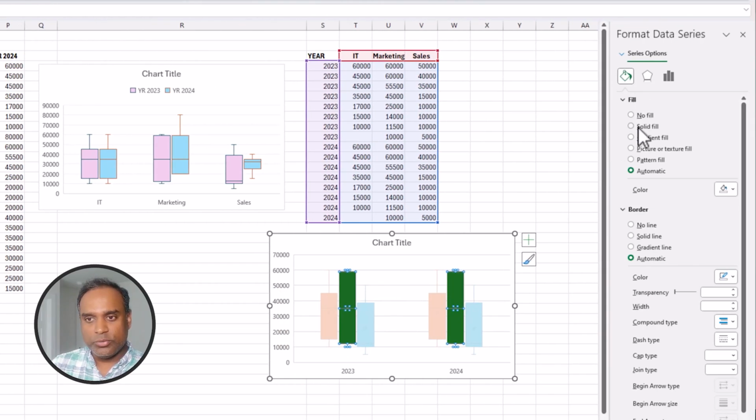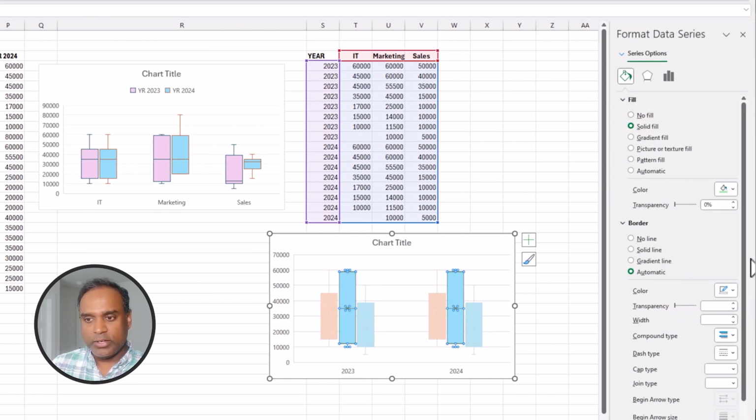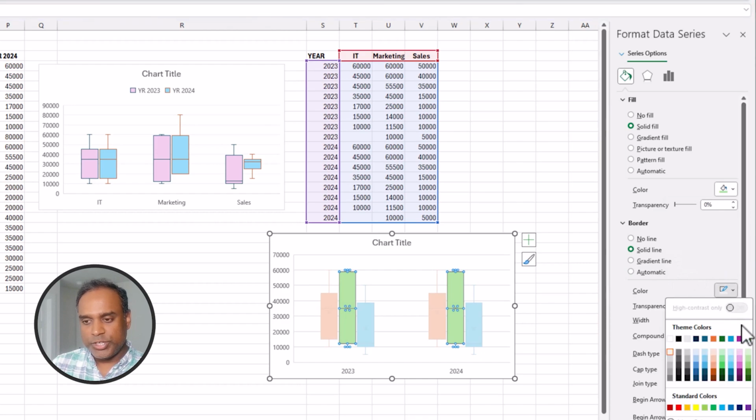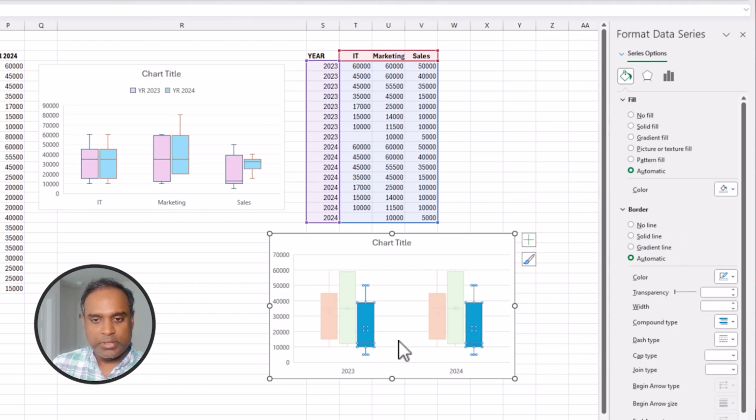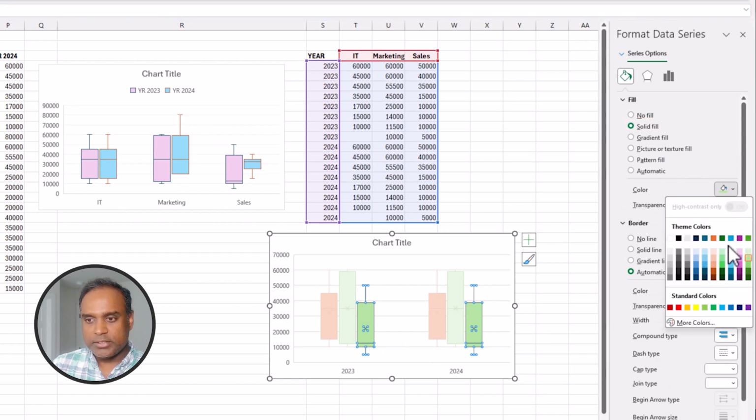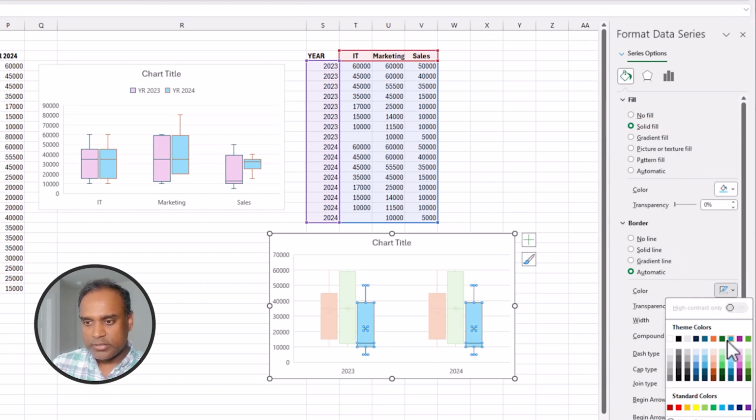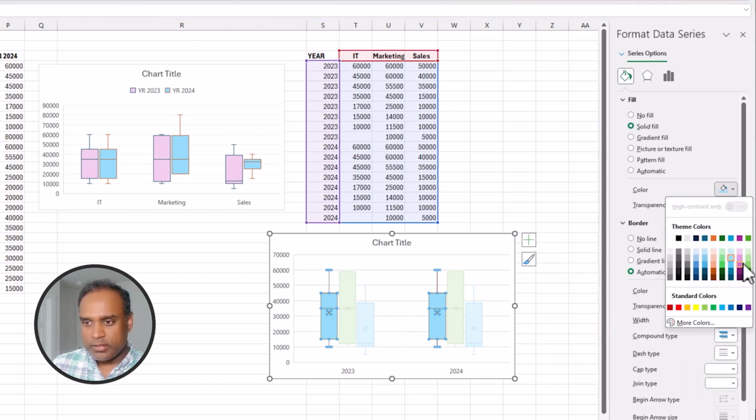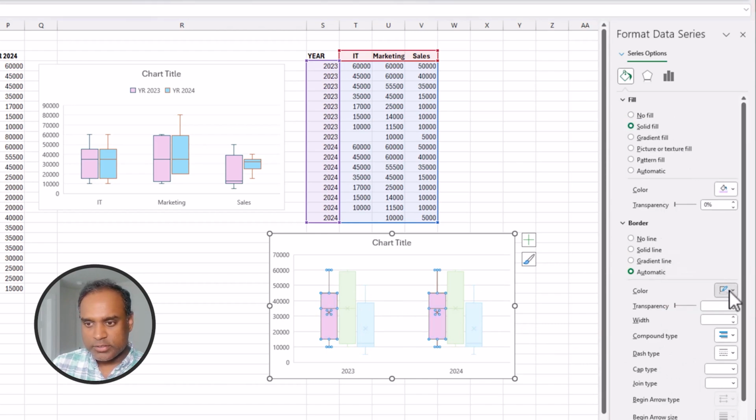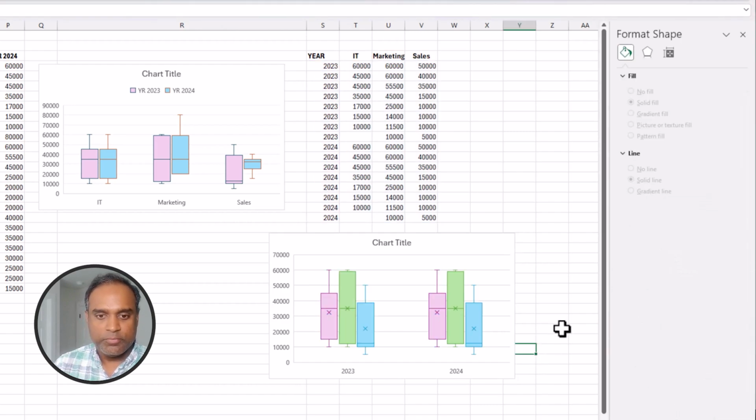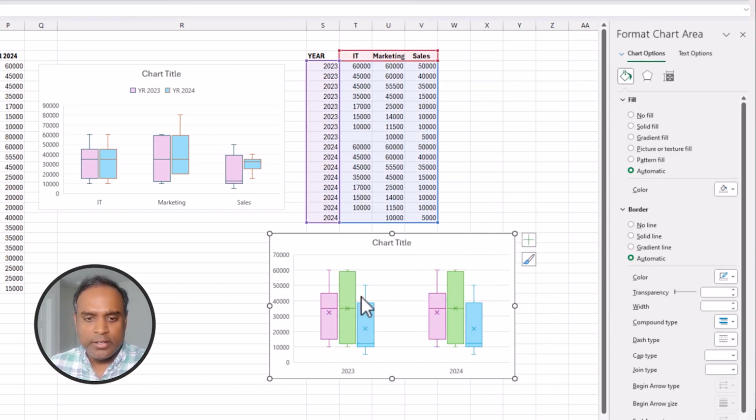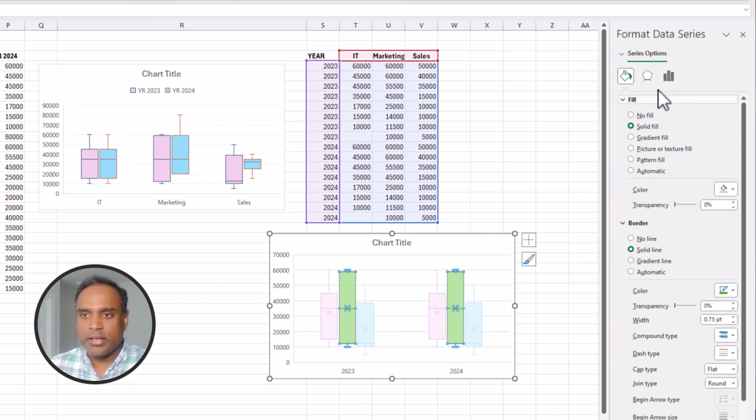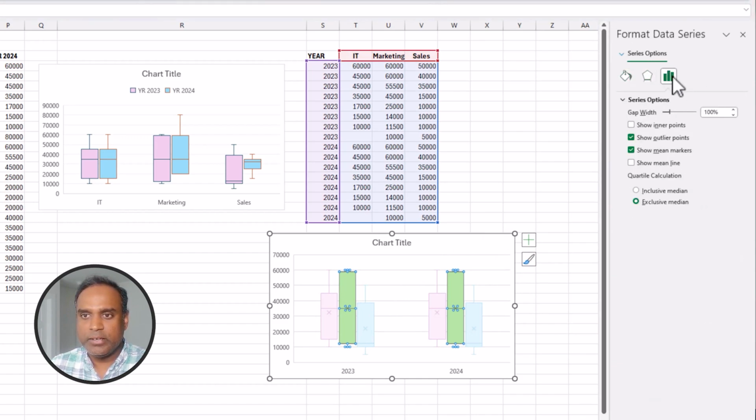So I can go into change the fill to another color, solid line, change the border, same thing. I'm going to go to the next department, change it, change it. The last one, I think we didn't do this color, so let's do that. There we go. All the three done. And then we can remove the mean marker, and you can do that from here, series option, change it, and then for the blue one, I'll change it.